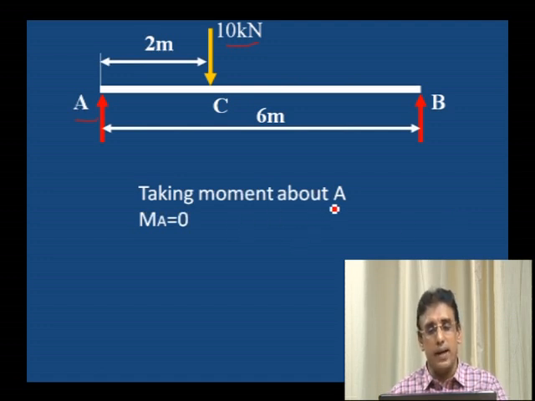Taking moment about A. First I am using sigma MA is equal to 0, one equilibrium condition. Here B is the RB. At this portion we are having an RB reaction. This RB reaction is vertical and its moment about A is RB into 6. RB into 6 must be equal to 10 into 2.